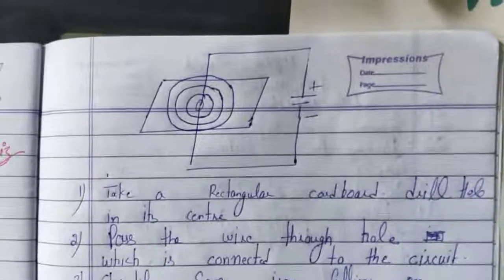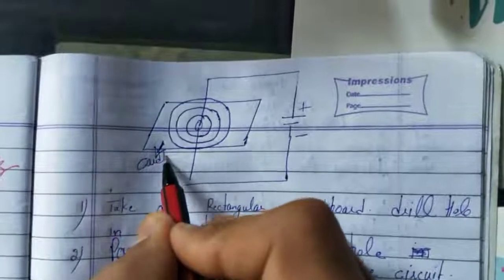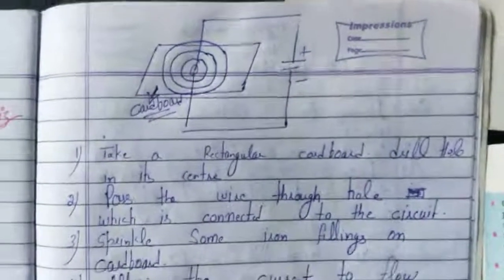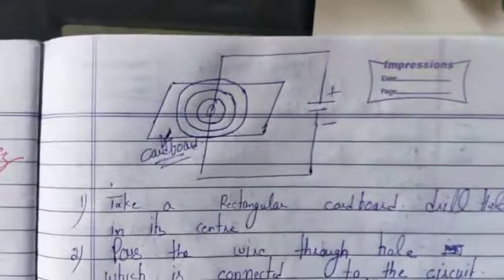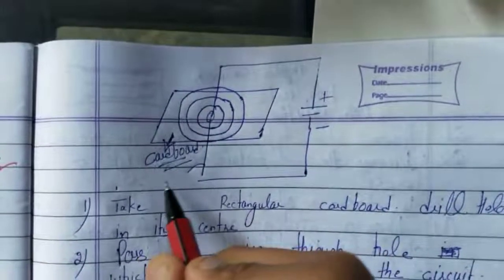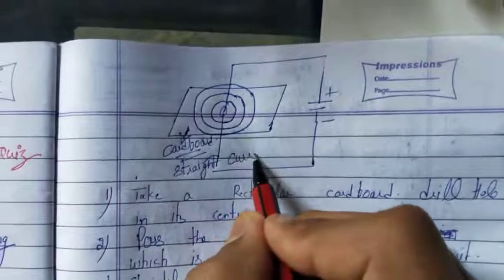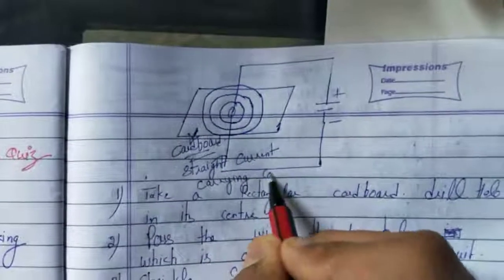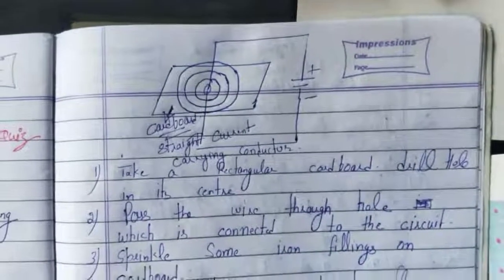So in this experiment, what will you take? You will take a cardboard. Your main aim is to locate the direction of magnetic field. That means, what is the shape of magnetic field lines around a straight current carrying conductor? You have a straight current carrying conductor, and what will be the shape of magnetic field lines around it?